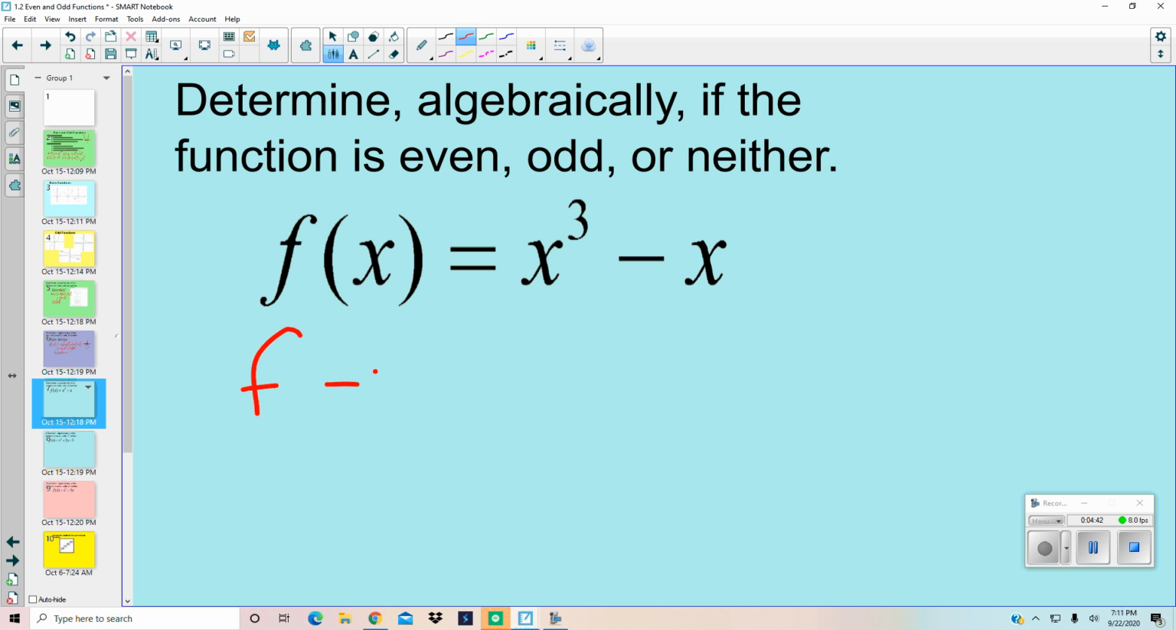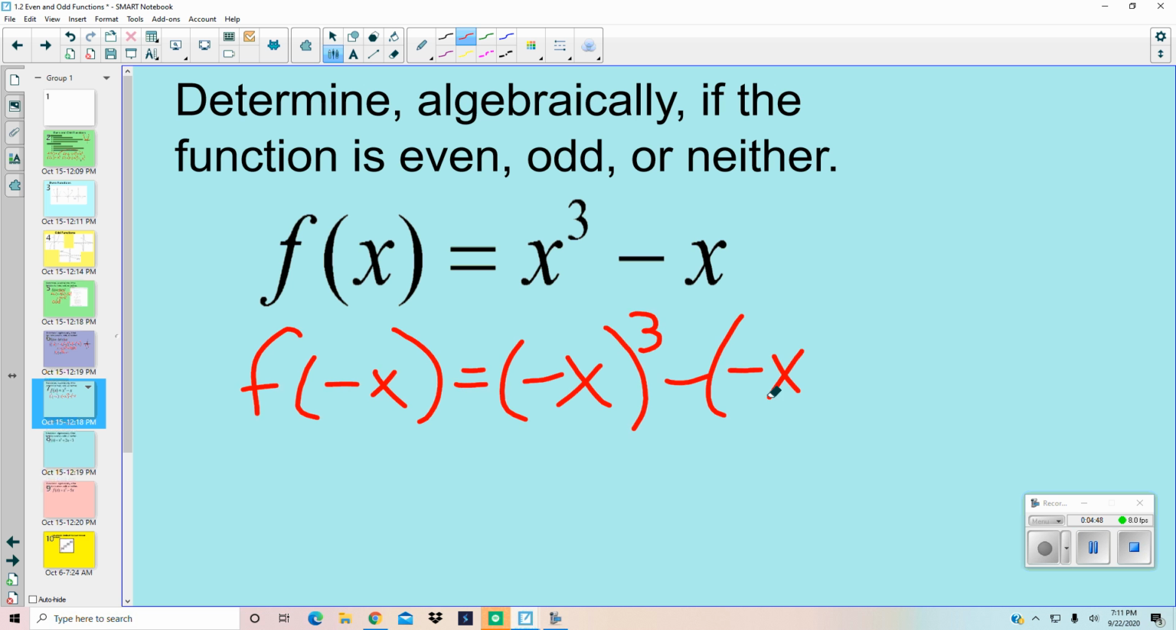I'm going to put in negative x. All you're doing is substituting negative x for all the x's. And then you're doing the algebra and simplifying. So negative x times negative x times negative x is going to give me the negative of x cubed. And then here I have plus x. Huh.